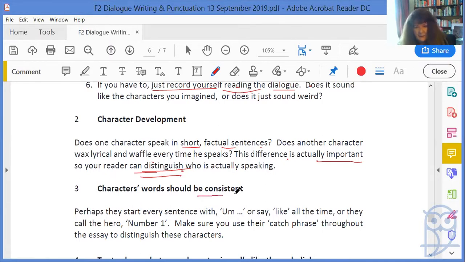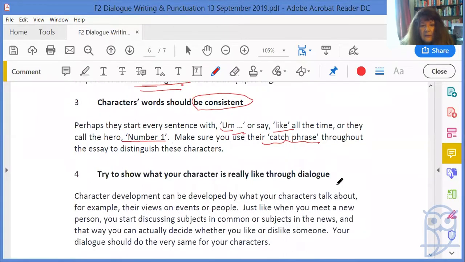And that's to do with consistency. Perhaps someone always begins a sentence with or they say like all the time, like, or they say, they call the hero, yes, number 1, then we know it's the number 2 that's speaking or whatever. So they should all have some perhaps little catchphrase or something quirky that they say, and that distinguishes who your speaker is very easily for the reader. Right.